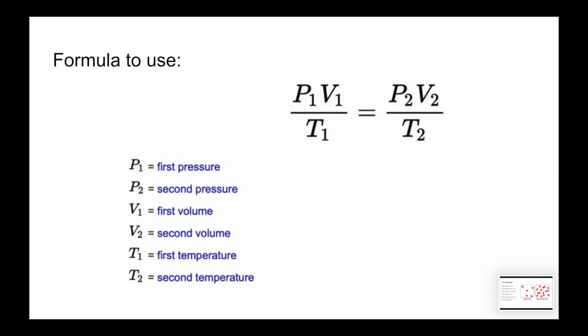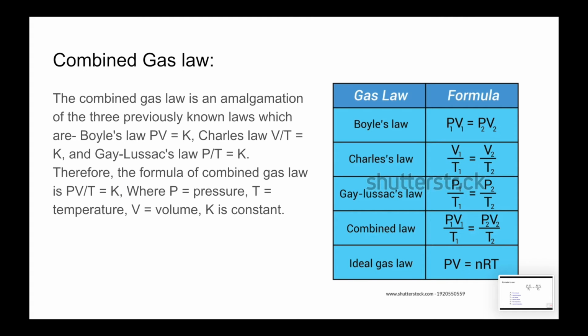Okay, here we're going to use the combined gas law where P1 is the first pressure, P2 is the second, V1 is the first volume and V2 is the second, T1 is the first temperature and T2 is the second. The combined gas law is a combination of the three previously known laws, which are P times V equals a constant, V divided by T equals a constant, and Gay-Lussac's law, where P divided by T equals a constant. Therefore, the formula of the combined gas law is PV over T equals a constant, where P is pressure, T is temperature, V is volume, and K is constant.